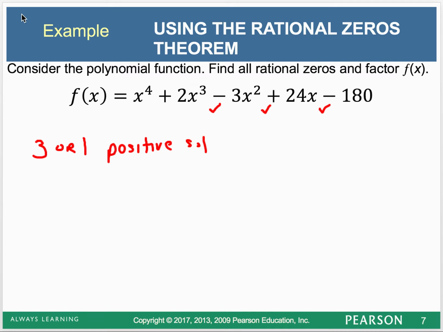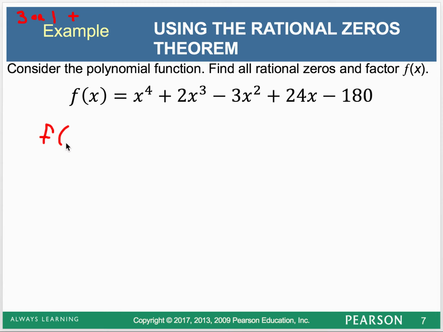I'm going to write it up here so at the end when we get our answers we can check. So there's 3 or 1 positive solutions. Now, what we do is we count the number of sign changes for f of negative x.